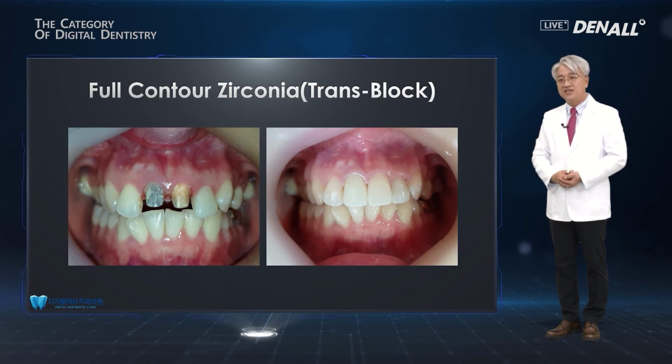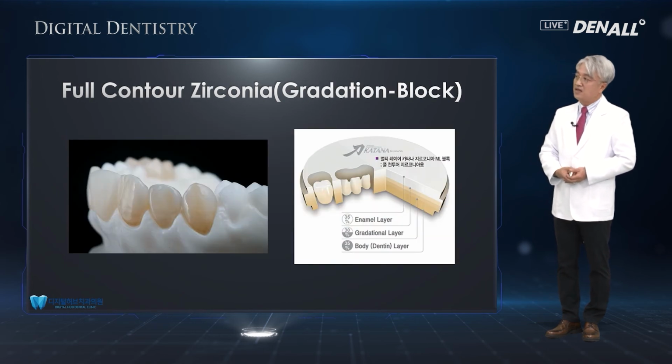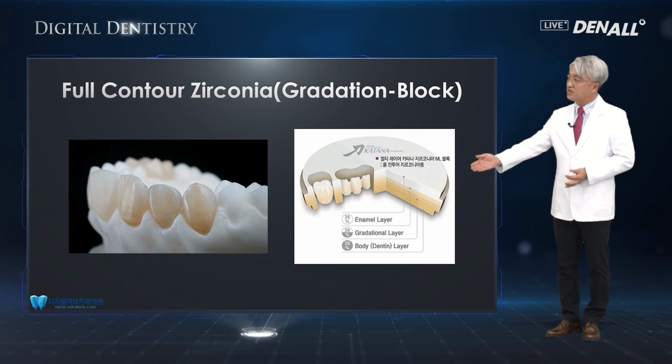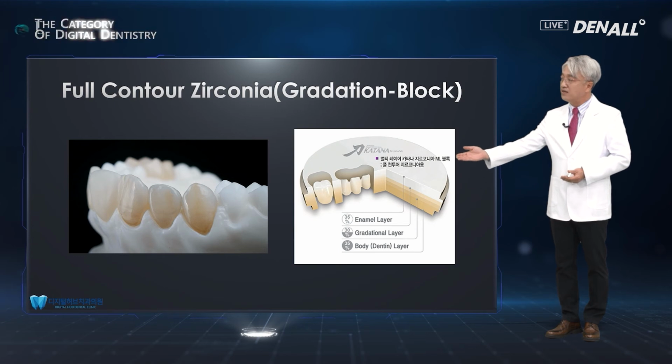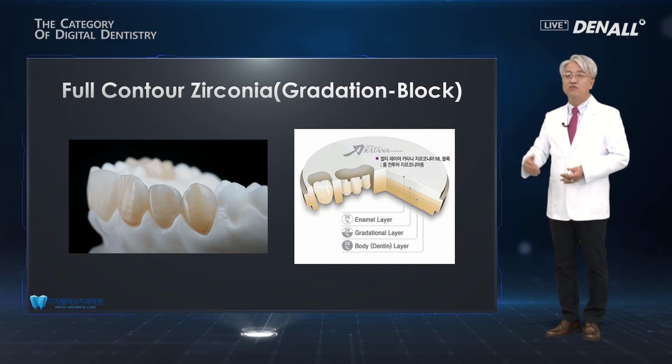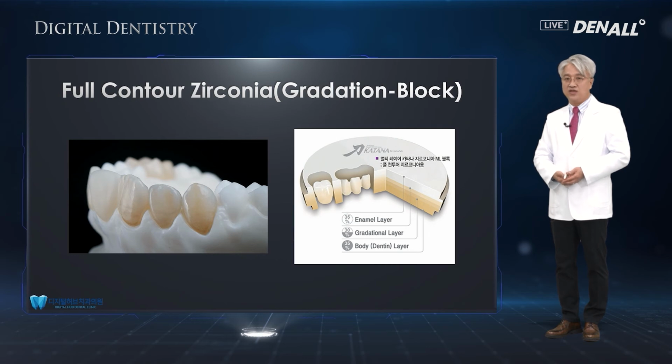So first-generation and second-generation all-ceramic usage is now not as frequent as before. This is the gradation block. As you can see here, between the body layer and the enamel layer there is a gradation block, so it looks very natural. It's as if it's your natural teeth, and light scattering is also good, and the strength is also good.